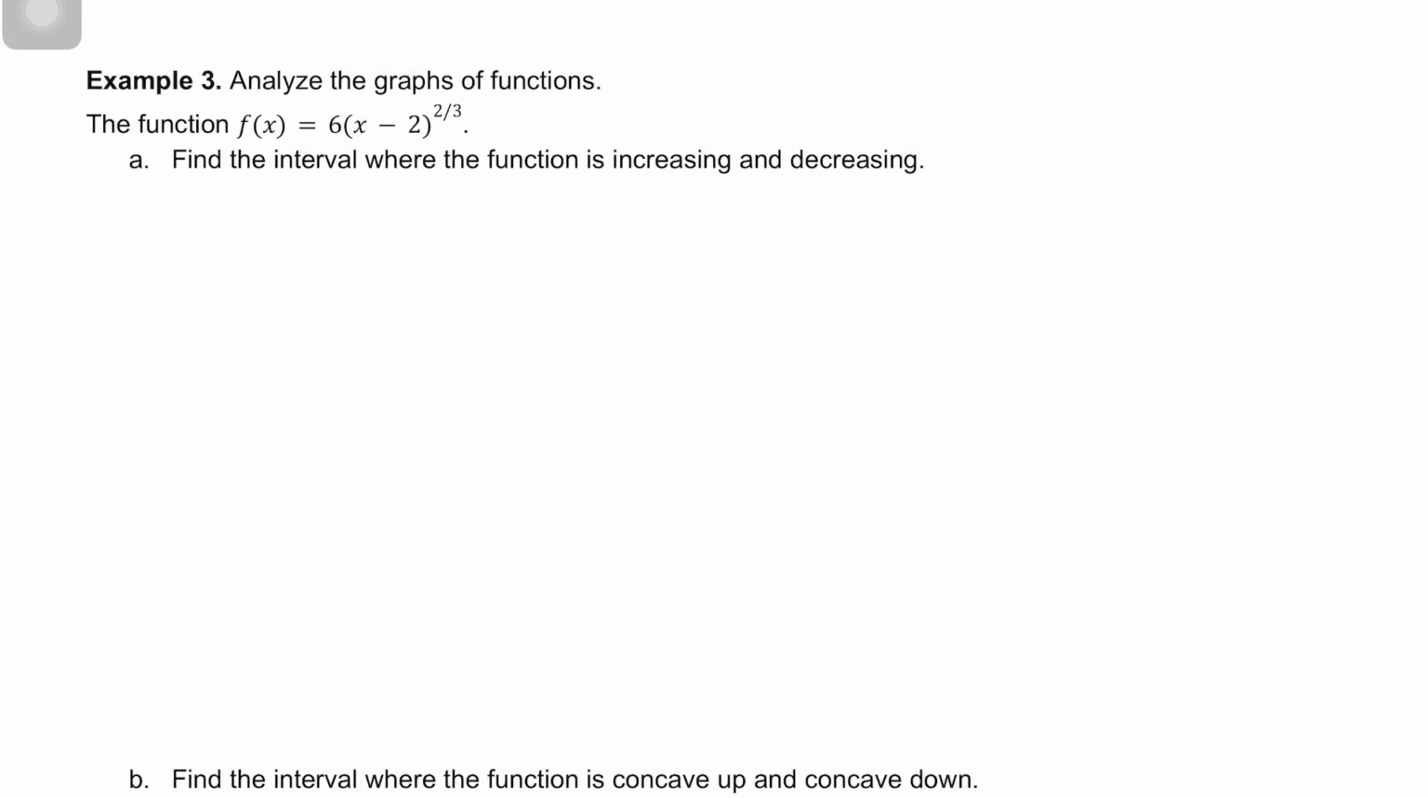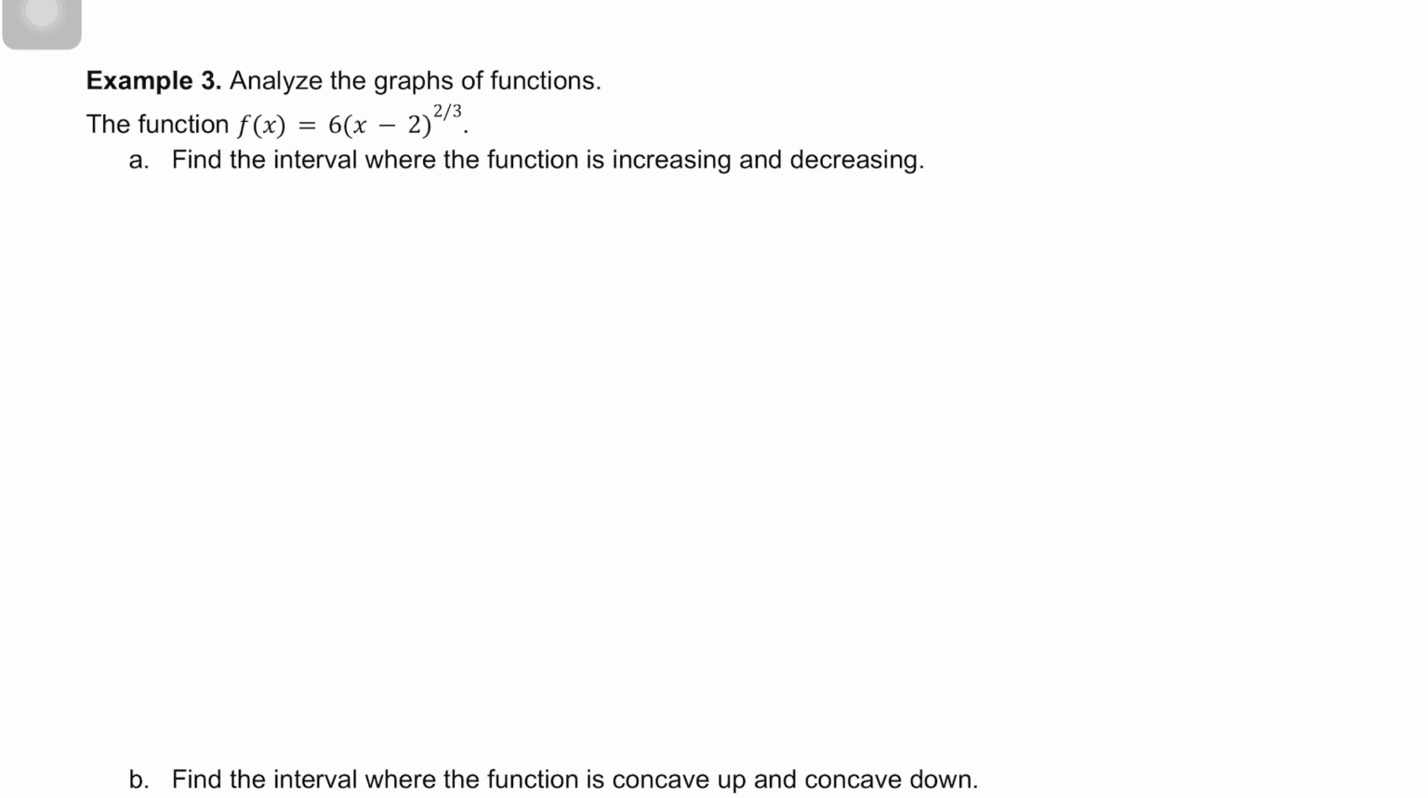All right, welcome back. So we're gonna try example number 3. We're given a function, and this is 6 times the quantity x minus 2 raised to the 2/3 power. So we'll begin by finding where the function is increasing and decreasing. To do that, we need to begin by finding the derivative and find the critical numbers.